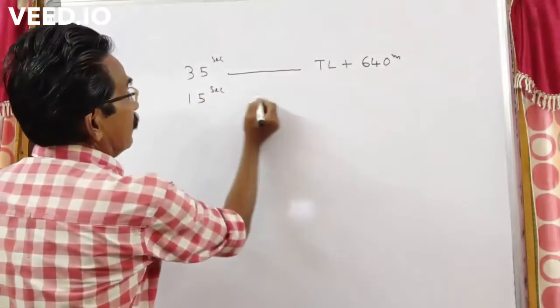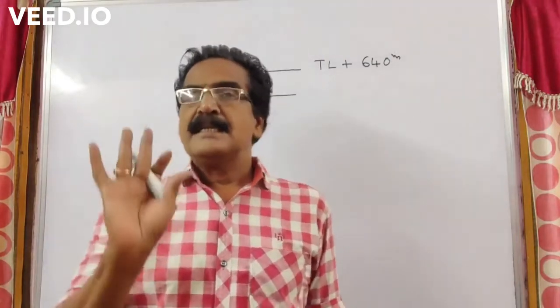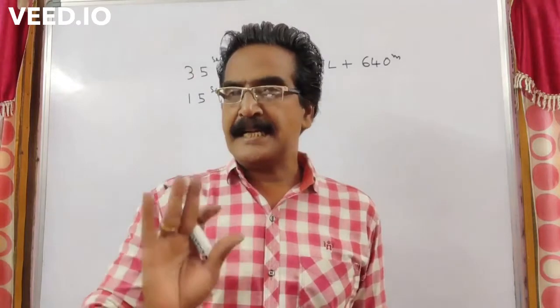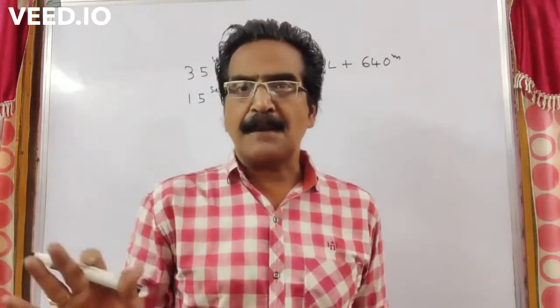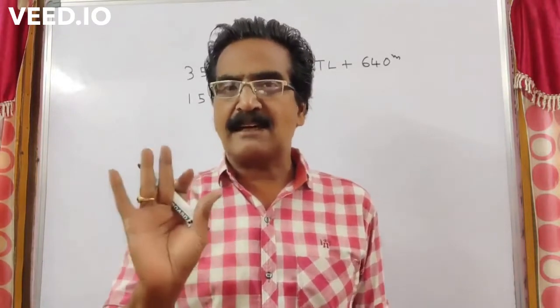Next, in 15 seconds, it crosses a standing man, which means it travels only the length of the train. Crossing a pole or crossing a tree also means the train travels only the length of the train.